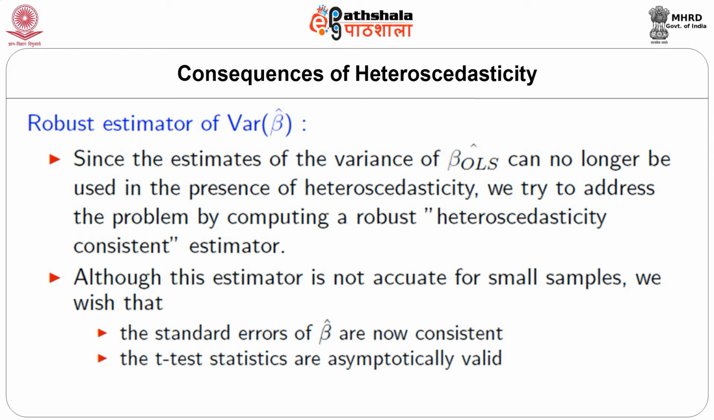We should not use ordinary least square method formula for finding the estimate of variance of beta hat anymore, because we know that there is heteroscedasticity present. Robust heteroscedastic consistent variance estimators are now preferable. Although we wish these were accurate for small samples, generally the robust estimates are not. The best we can hope for the robust estimate of variance of beta hat is that they should be consistent and asymptotically valid t-tests can be performed.